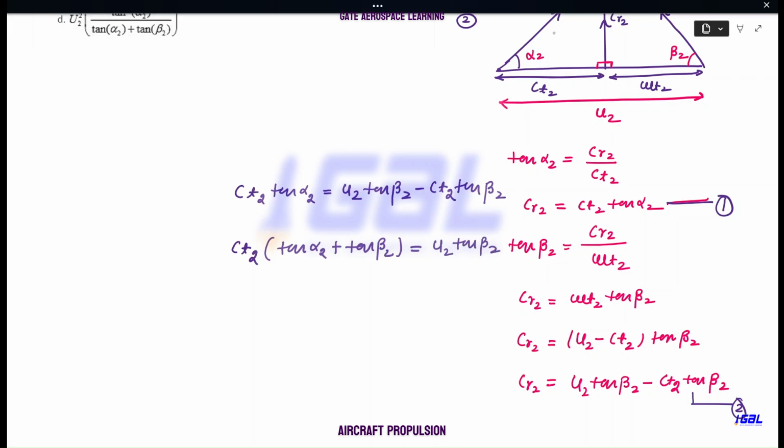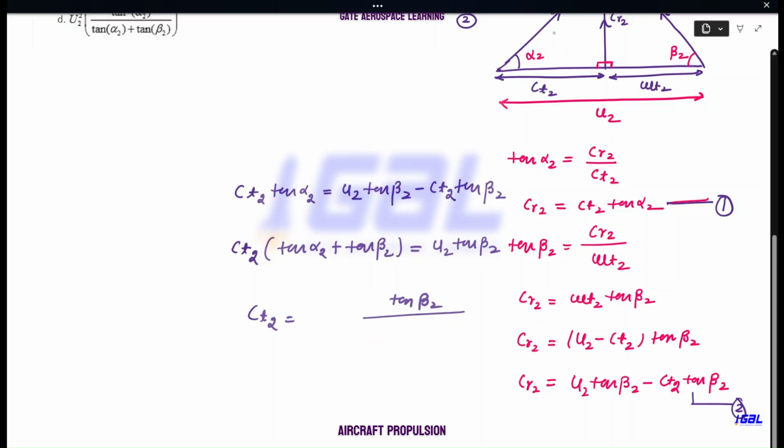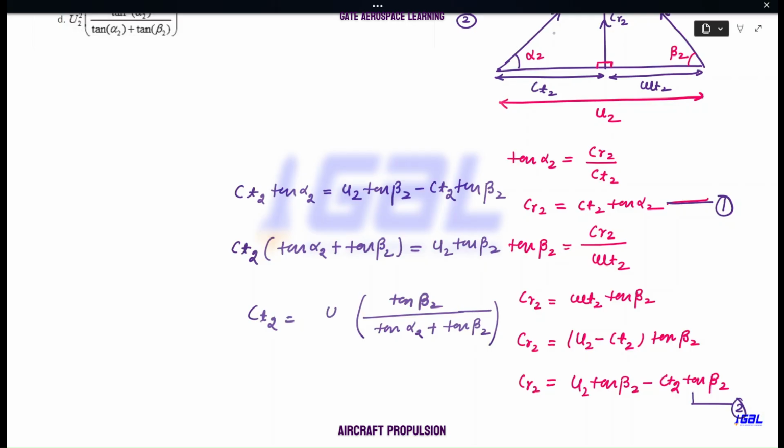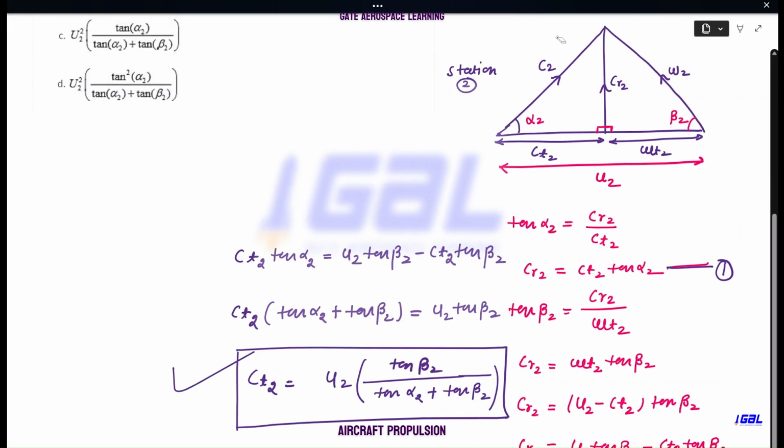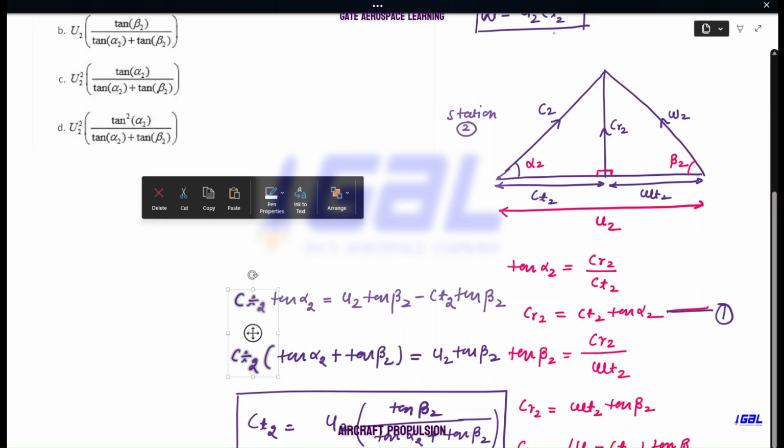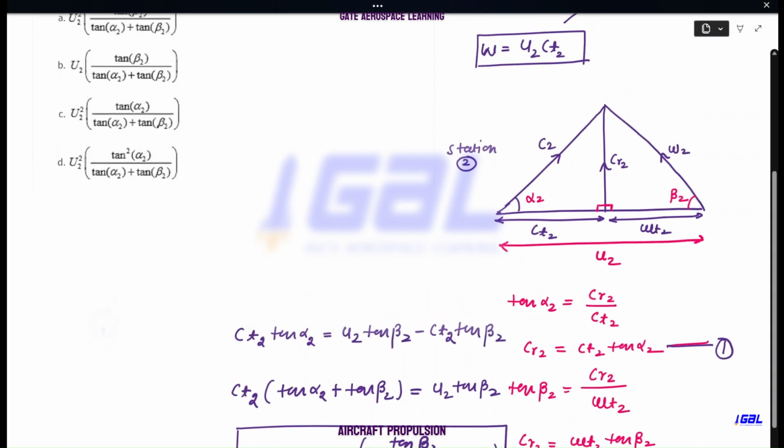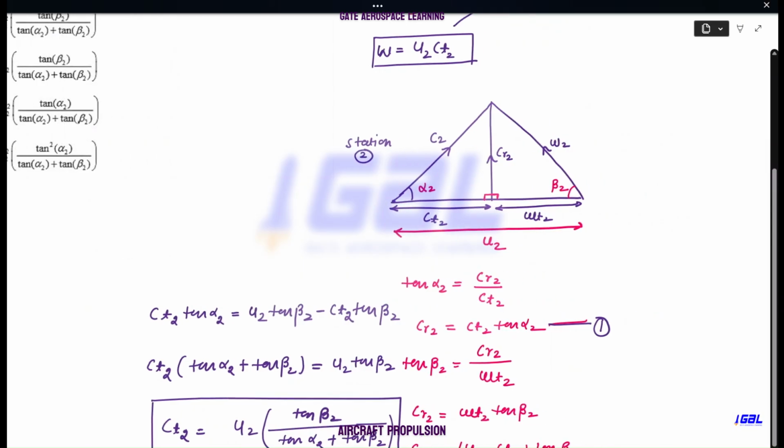Now from here we'll compute the expression for CT2. We'll write the angles in a bracket, tan alpha 2 plus tan beta 2, with tan beta 2 in the numerator, and U2 will be kept outside. Now this is the expression for CT2. I hope you understood why I have arrived at this solution, so that I'll substitute this CT2 directly in this equation. Now the final equation will modify in this way.